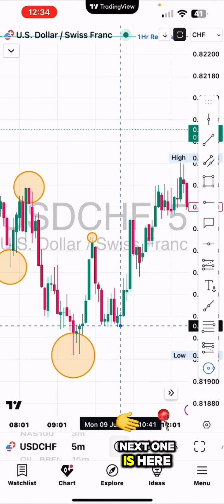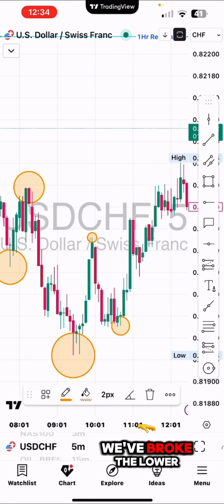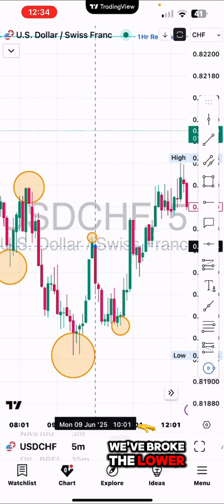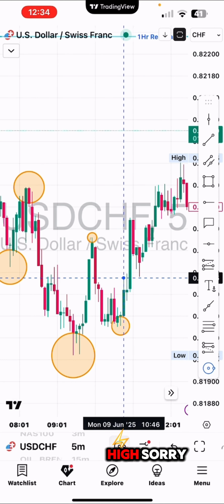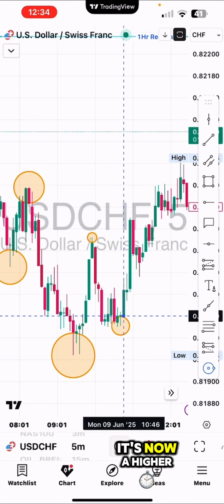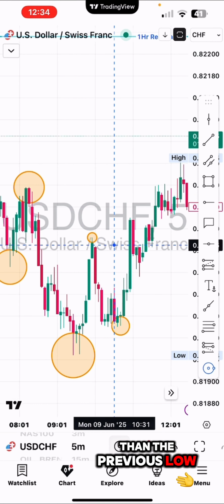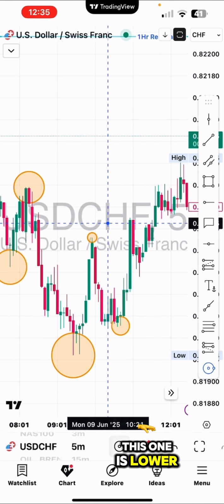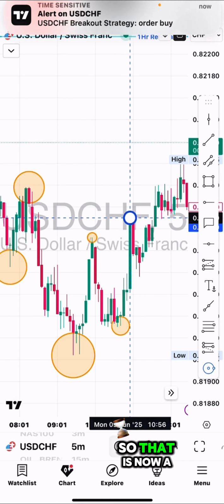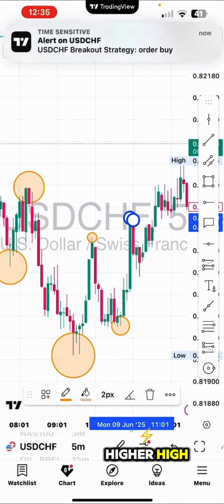The next one is here. What does that mean? We've broke the lower low. It's now a lower high. Sorry, a higher low. I'm getting confused. It's now a higher low because it's higher than the previous low. This one is lower than the next one. So that is now a higher high.